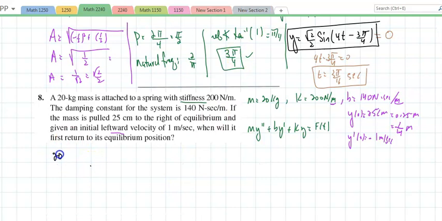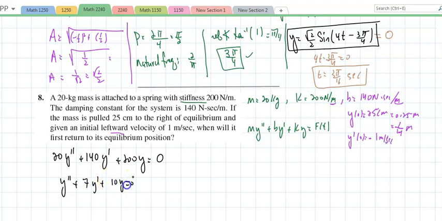that we have 20y double prime plus 140y prime plus 200y, and they didn't say anything about external force. External force will simply give you a particular solution, so hopefully you're connecting all of these dots. Well, if I divide by 20, this says y double prime plus 7y prime plus 10y equal to 0. Linear homogeneous equation, second order, with constant coefficients.